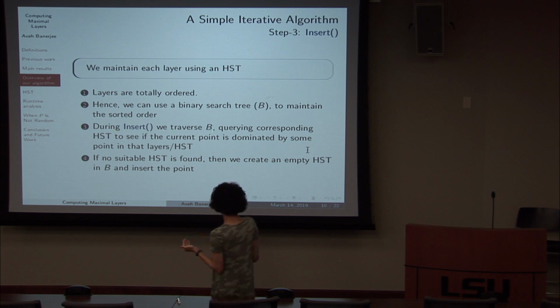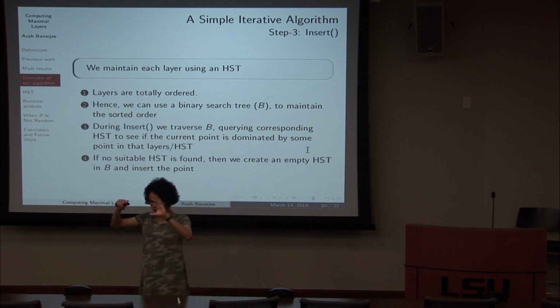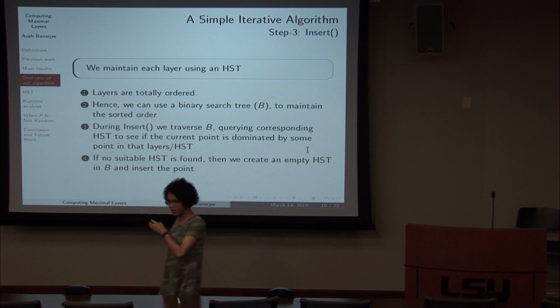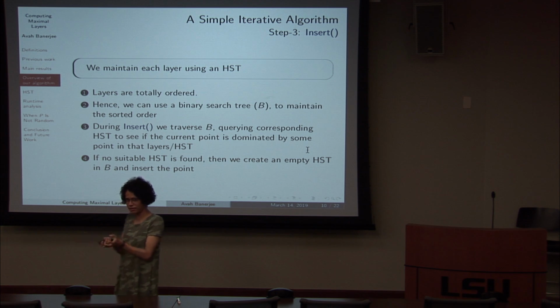So you keep this binary search tree, which maintains a layer in each node. During insert, we traverse B by querying the corresponding HST. Each node of this binary search tree contains a layer, and these layers are contained in those HSTs. So each node of B is an actual hierarchical search tree instead of an element. So we have two levels of trees.